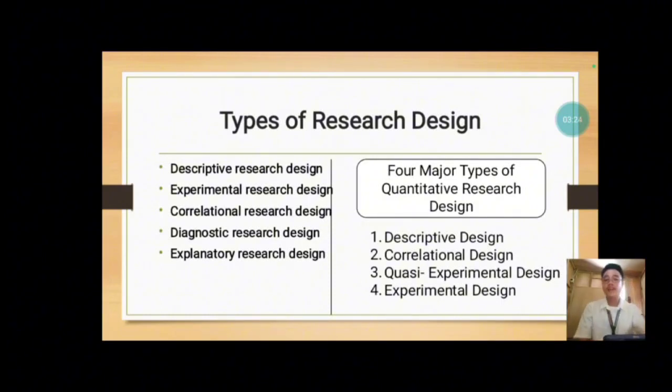Number five and last, explanatory research design. Explanatory research design uses a researcher's ideas and thoughts on a subject to further explore their theories. The research explains unexplored aspects of a subject and details about the how, what, and why of research questions.